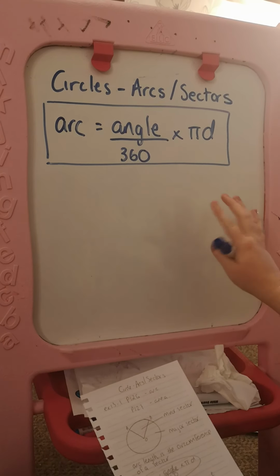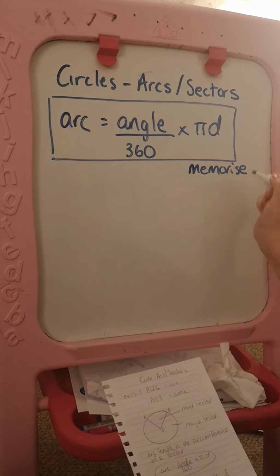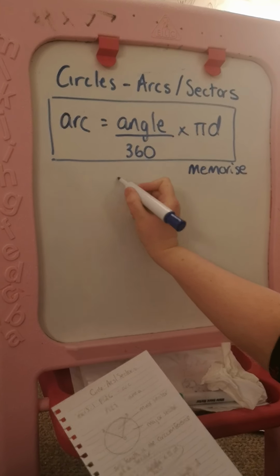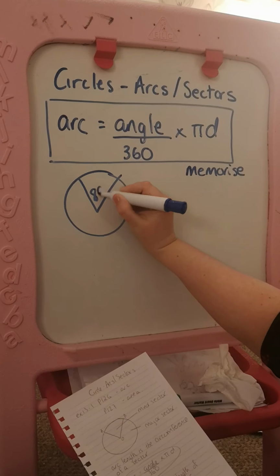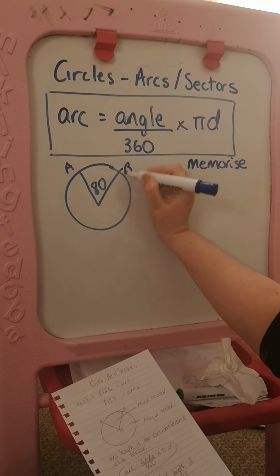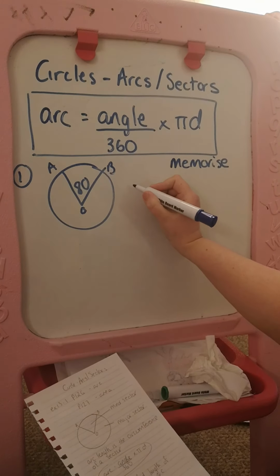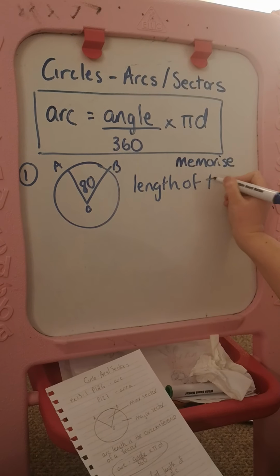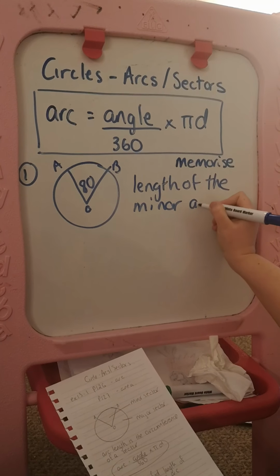Now, this formula is never given to you. It's one that we have to memorise. Okay? And I'm just going to go straight into some examples. So here is my circle. I'm going to tell you that this little sector has an angle of 80 degrees in it. This is going to be A and B, and this is the middle. I want you to find the length of the minor arc. So this is how it's presented in the textbook.